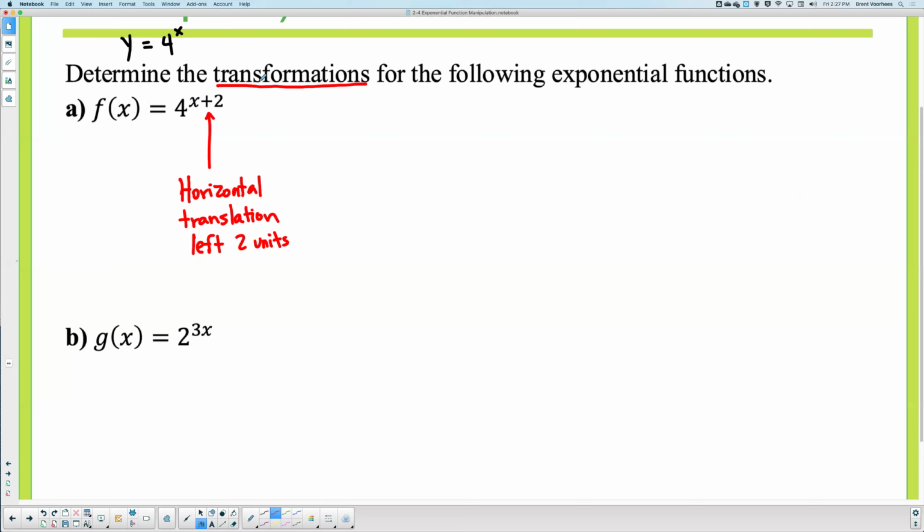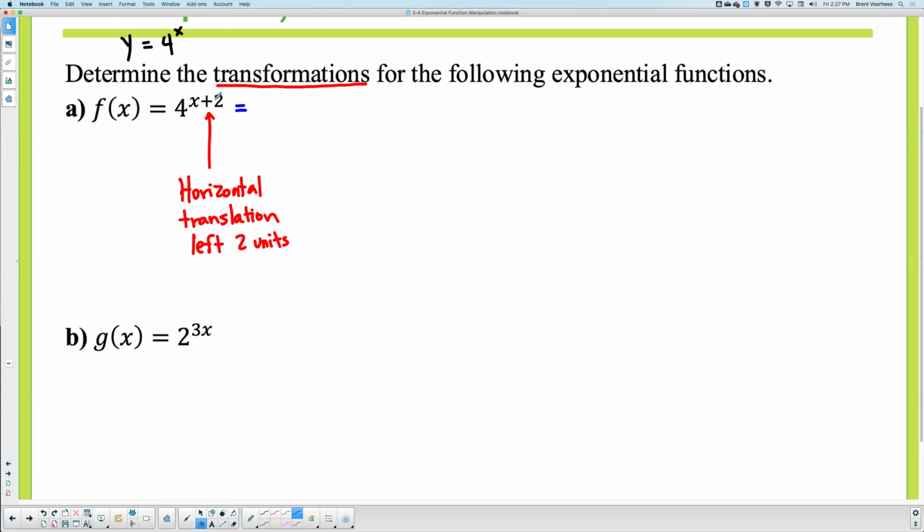Okay, now that's determining the transformation. That actually is all it asks us to do, but that's not what you're going to be doing on your homework, so I'm going to practice it here with you. Here's what we're going to do. We're going to apply the properties. Right now, I have a power that's adding, but that's not any of the rules I gave you. Remember, the properties were product, quotient, and power rule.